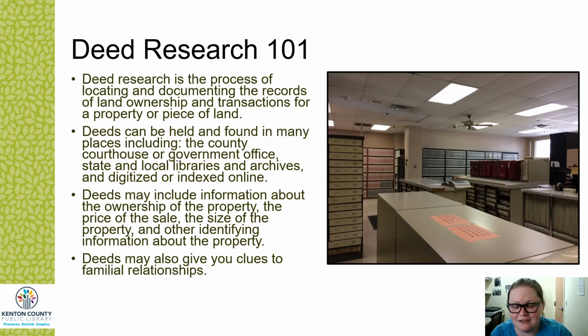Early deeds a lot of times tell you more about the types of trees that were found on the property, because those were the markers of the property. So keep that in mind. You might find geographic features like creeks, rivers, trees, orchards, things like that to describe the boundaries of the property. Later deeds usually don't tell you much more. They might say that the building is on a property, but it might not tell you more about the building itself.